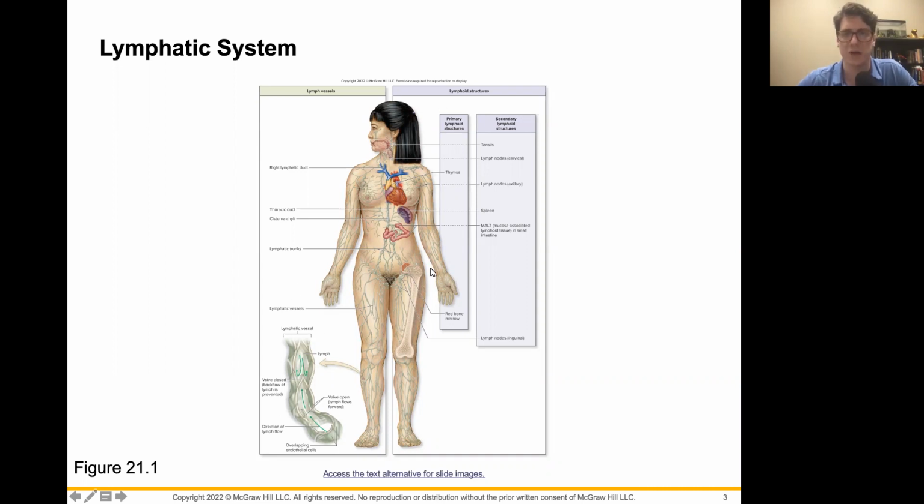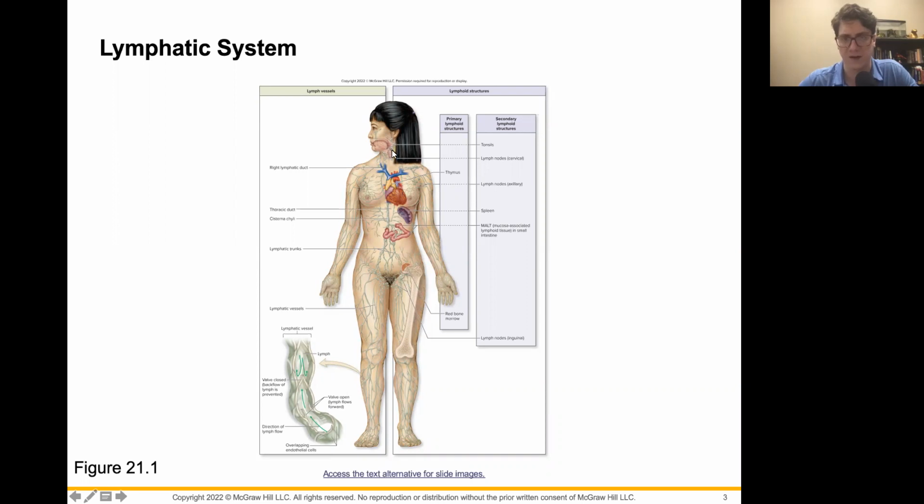We also have some primary lymphoid structures. This is primarily going to be your thymus as well as your red bone marrow. That's because these are places where we're going to, of course, be making all of our white blood cells in our red bone marrow. And some of those, like our T lymphocytes, are going to mature up here in the thymus. And then we have several secondary lymphoid structures that we're going to talk about later on.